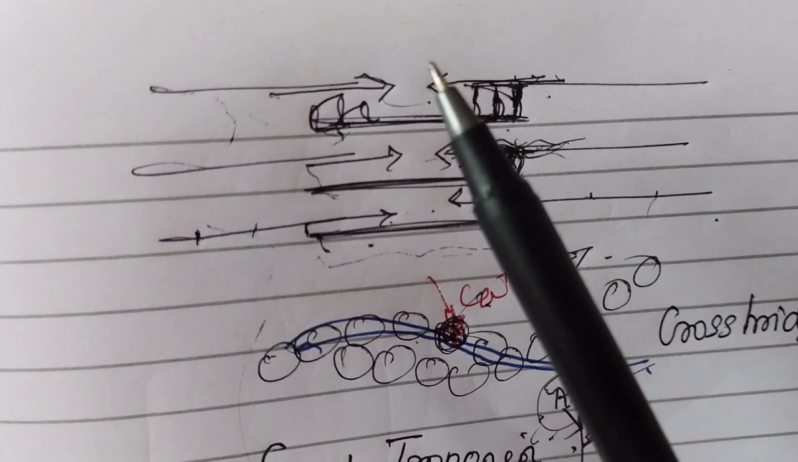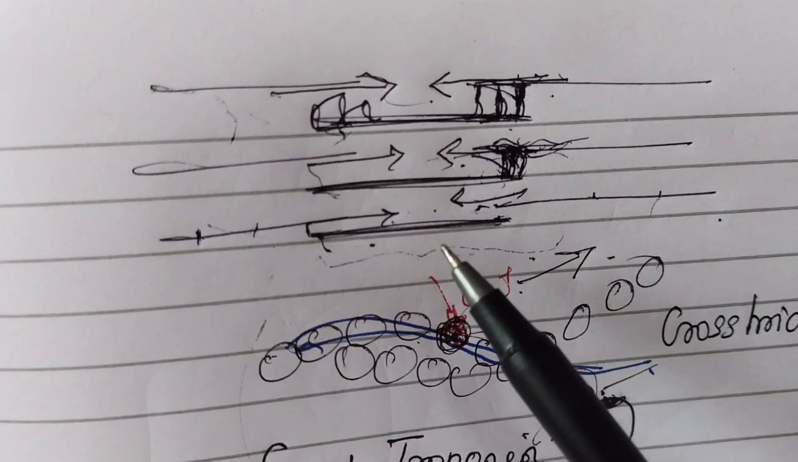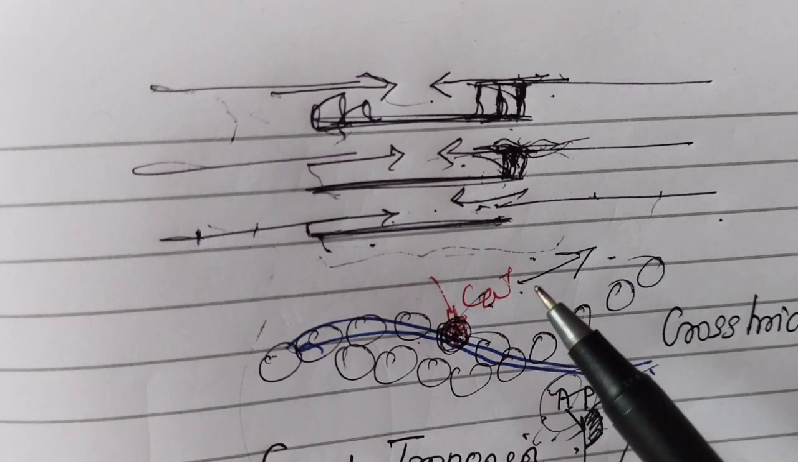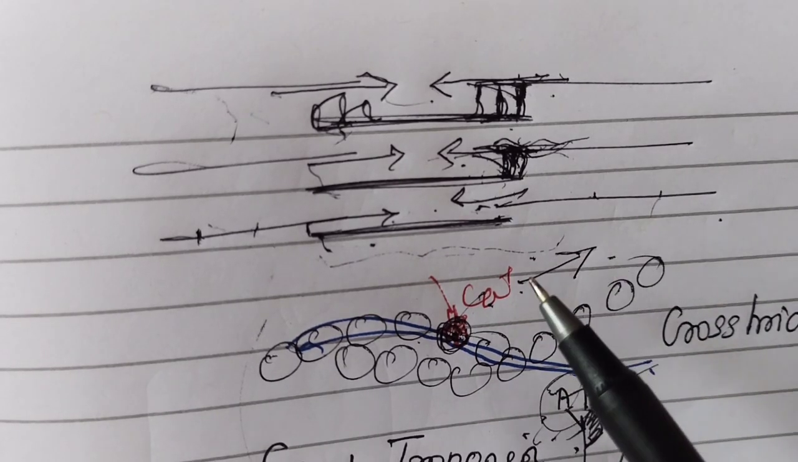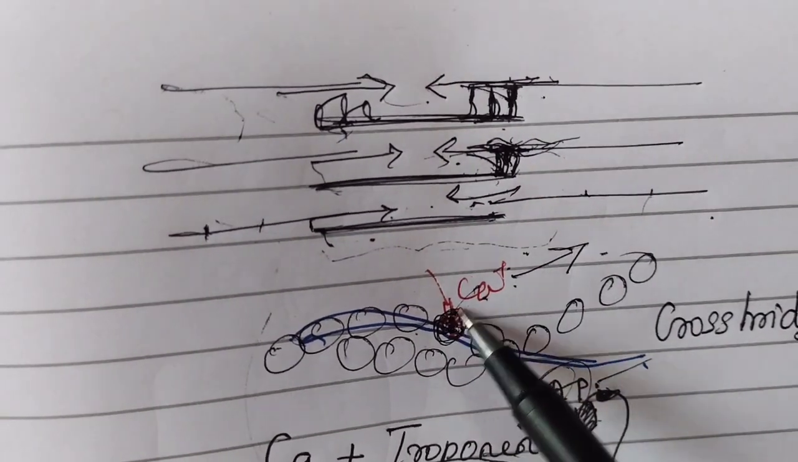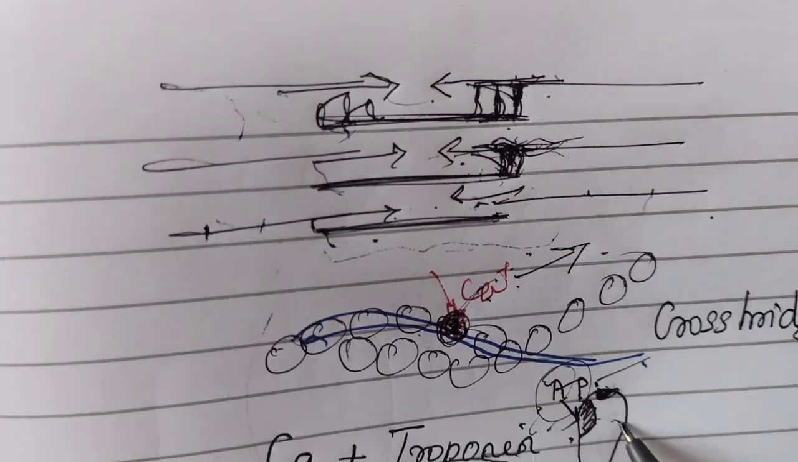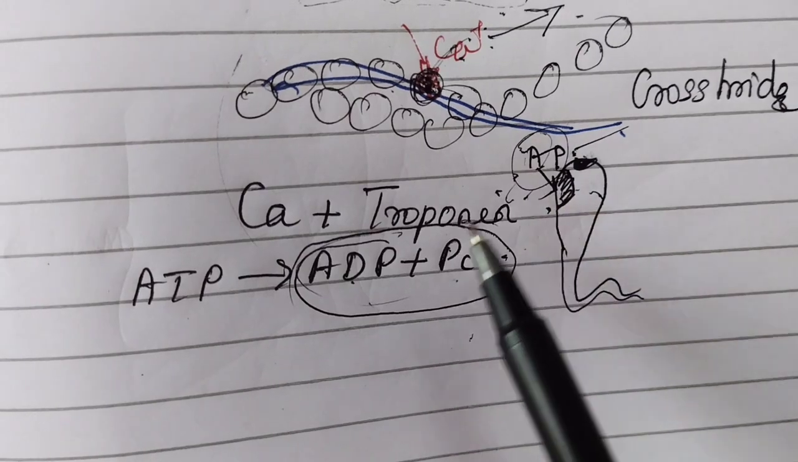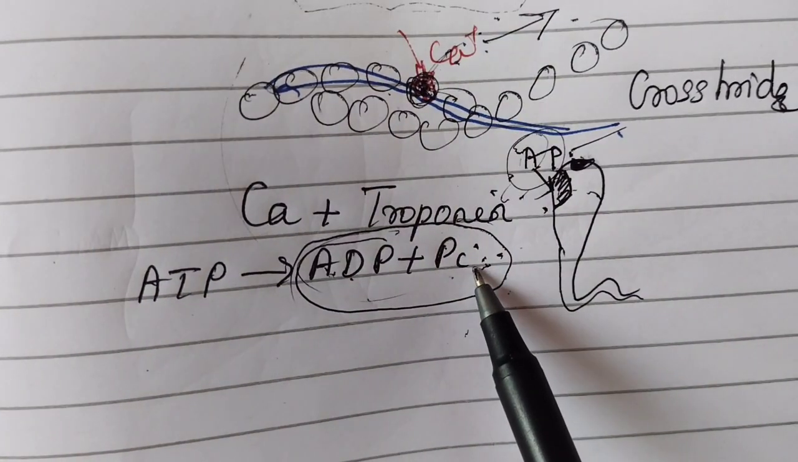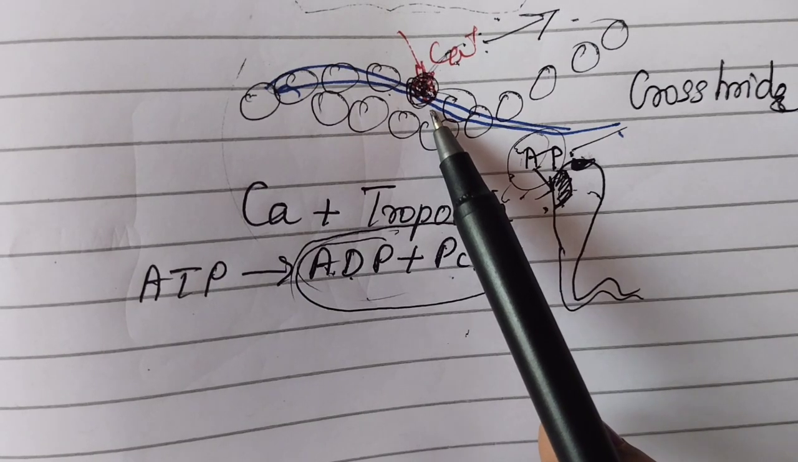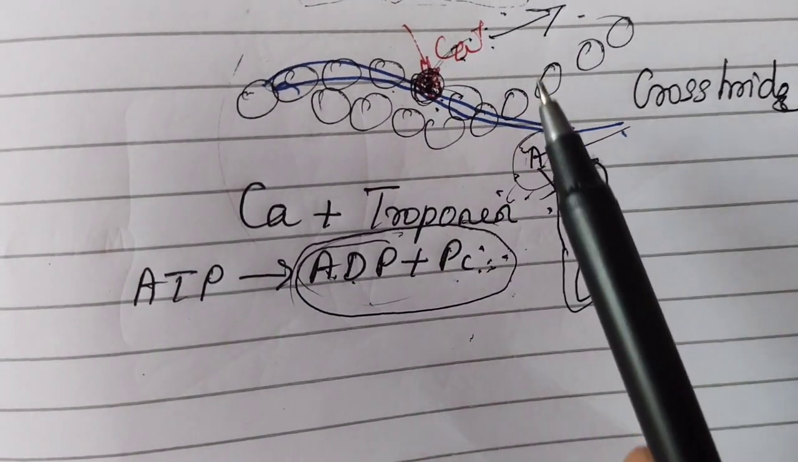First, a message from the CNS will come and it will create a potential on the sarcolemma. As a result, sarcoplasmic reticulum will release calcium ions. Calcium ions will come and bind with the troponin on the active site of the actin and remove the masking effect. Now, meanwhile, the myosin head will bind with an ATP and break the ATP into ADP and inorganic phosphate, and using that energy it will bind with the myosin binding site on the actin. This will form a cross bridge.